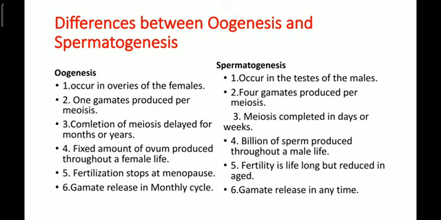Now let's discuss the differences between oogenesis and spermatogenesis. Oogenesis occurs in the ovaries of the female. Spermatogenesis occurs in the testes of the male.